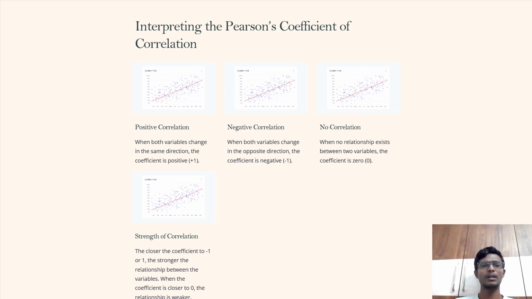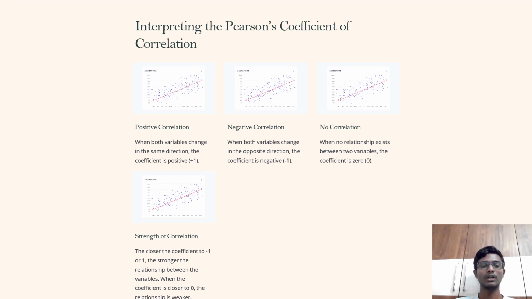In this slide, we will be interpreting Pearson's coefficient of correlation. When we come to positive correlation, when both variables change in the same direction, the coefficient is positive, that is +1. The graph is given here. And when we come to negative correlation, when both variables change in opposite directions, the coefficient is negative, that is -1. You can see the graph for negative correlation here. When no relationship exists between two variables, the coefficient is 0.